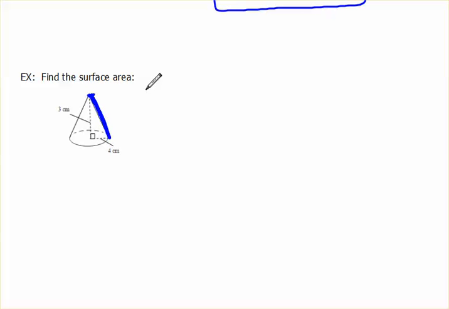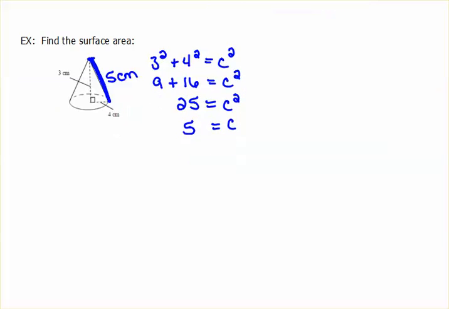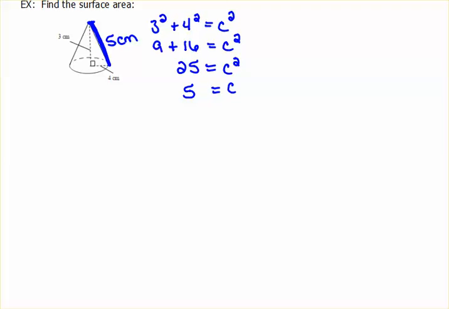radius. So we know that 3 squared plus 4 squared has to equal the hypotenuse squared, which means 9 plus 16 has to equal c squared, and 9 plus 16 is 25. So that means that our c side there has to be 5 centimeters. And once we know that, now we can go ahead and we can use our formula for surface area.